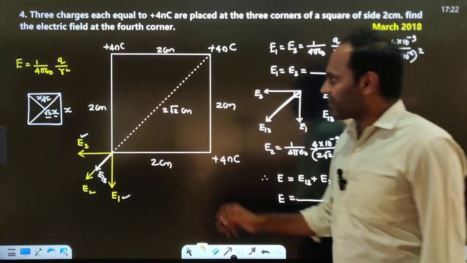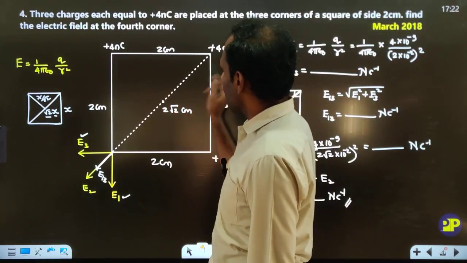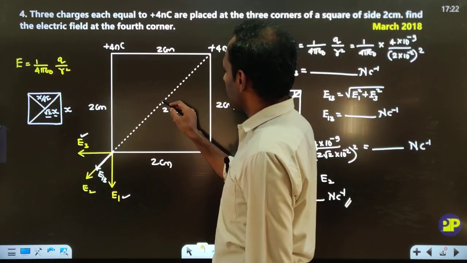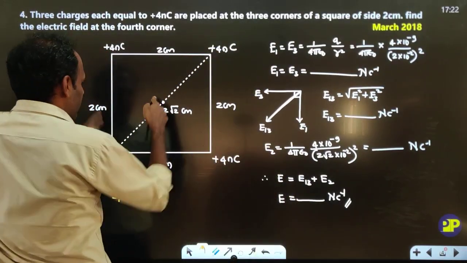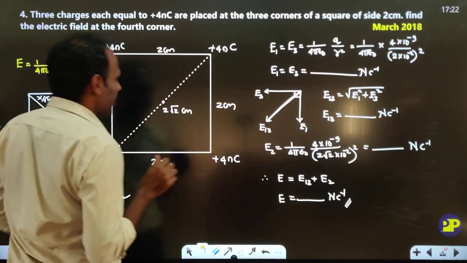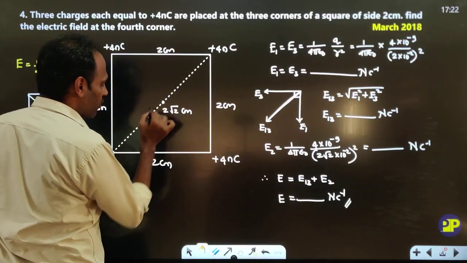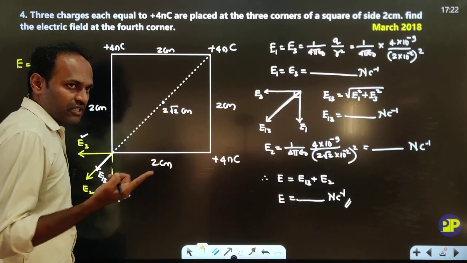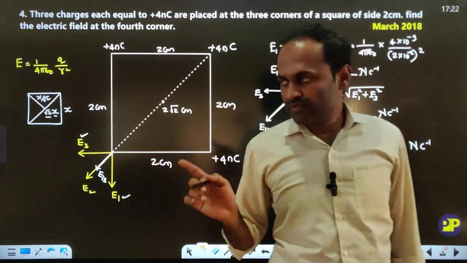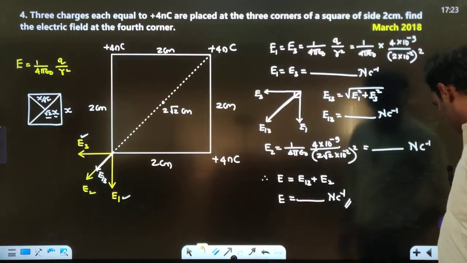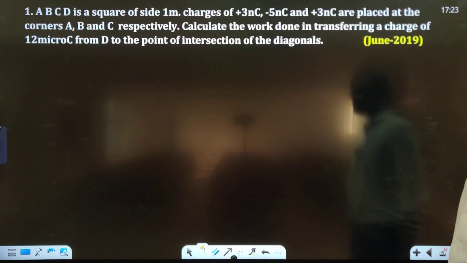If they ask you the electric field at the center, if the four charges are given, you have to take half the diagonal distance, right? And then you have to mark the electric fields at that point. If the electric fields are in opposite directions, subtract them. If they're in the same direction, add them, right? Like this we have to solve it. Okay, that's all about the numericals on electric charges and fields.